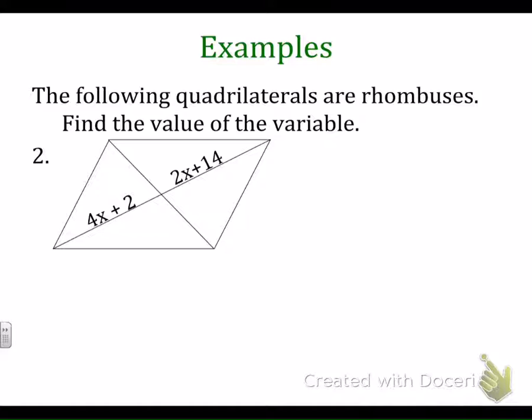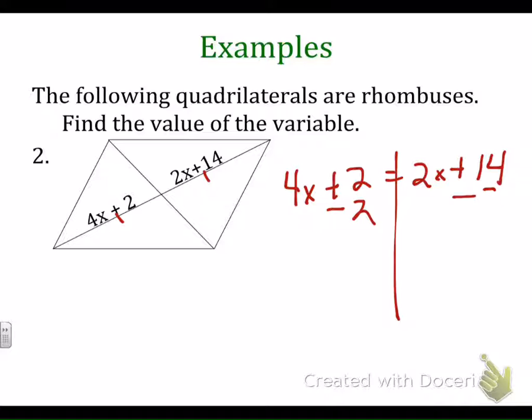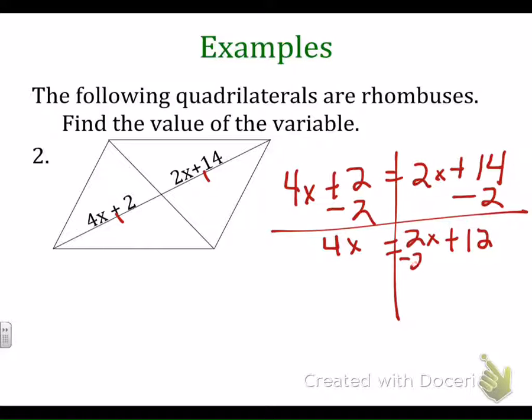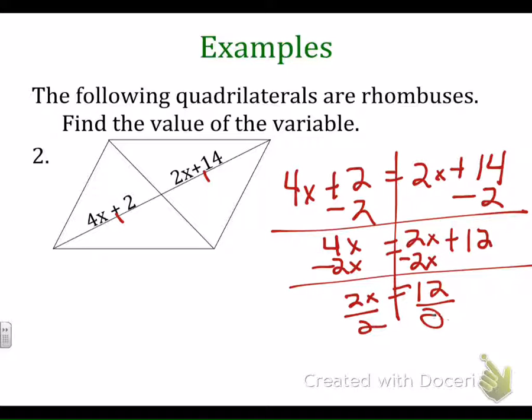Okay. Now, we learned this already, that when the diagonals bisect each other, each side is congruent. So 4x plus 2 is equal to 2x plus 14. So we'll subtract the 2. So 4x is equal to 2x plus 12. Subtract 2x. So 2x is equal to 12. Divide by 2, so x is equal to 6.